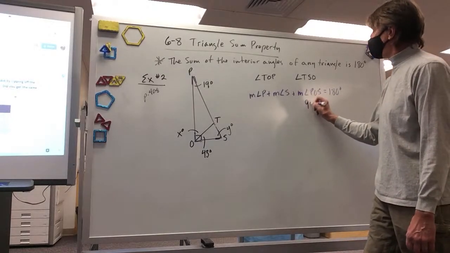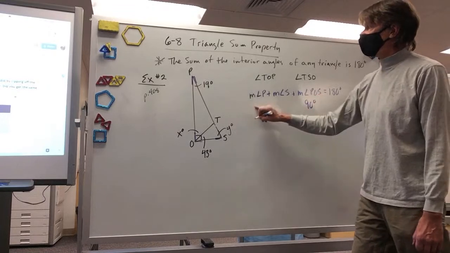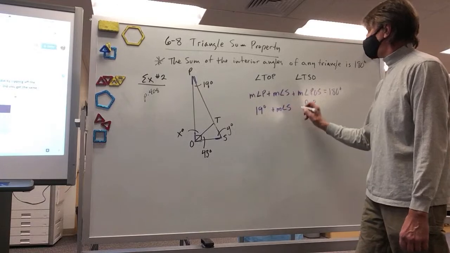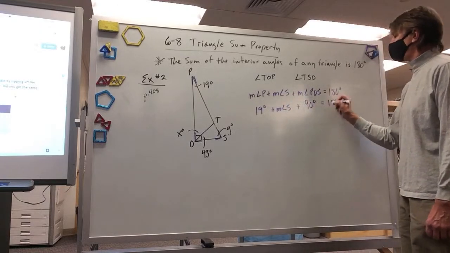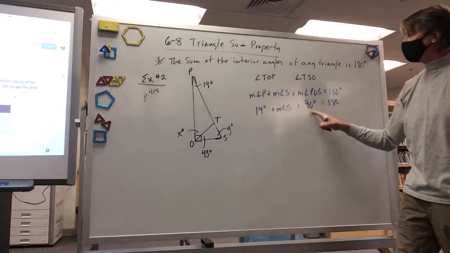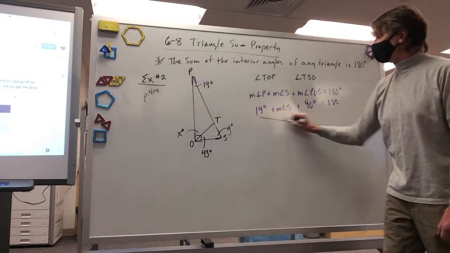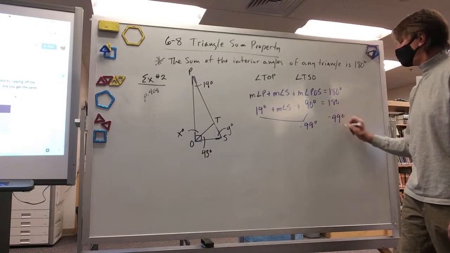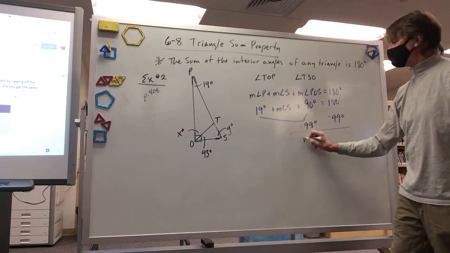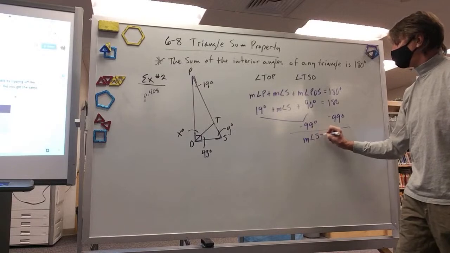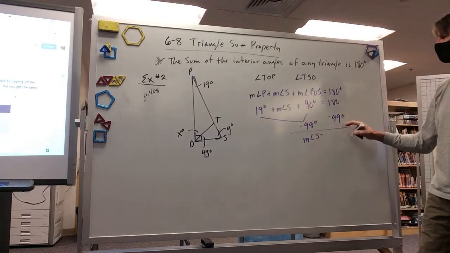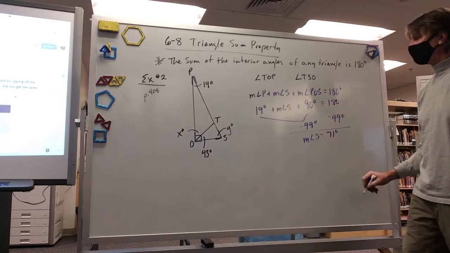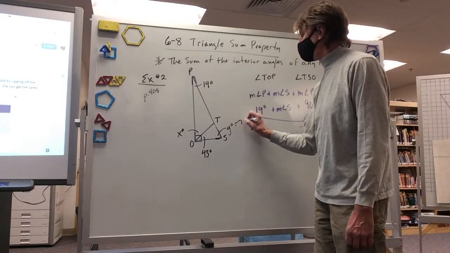Okay, so POS is 90. P is 19. So you added those. So this is 99. And then if you subtracted 99 from 180, you'd have the measure of angle S, which is, what did you say it was? 71 degrees. So this is 71 degrees.